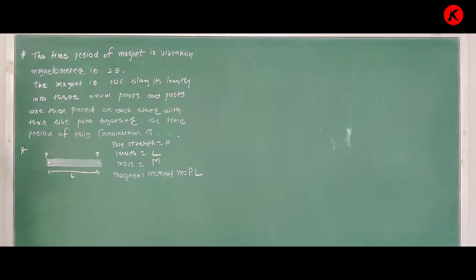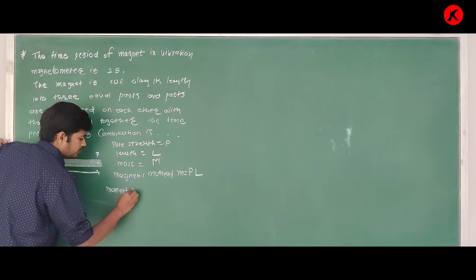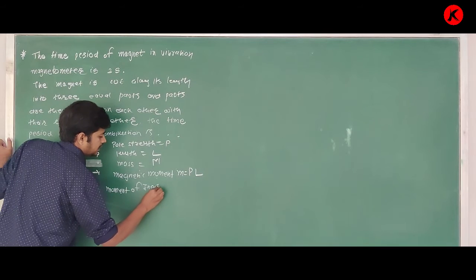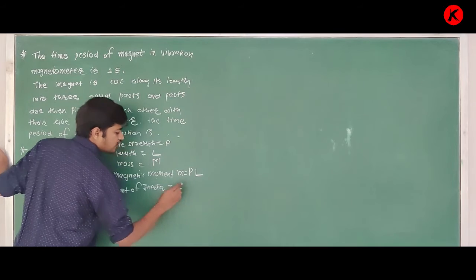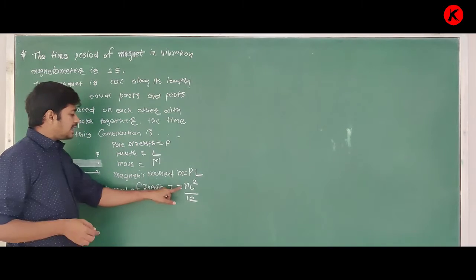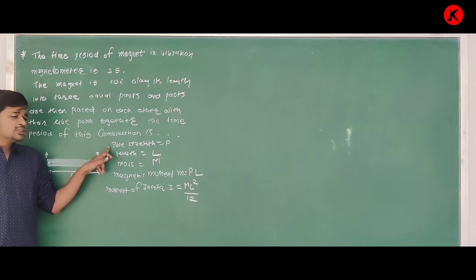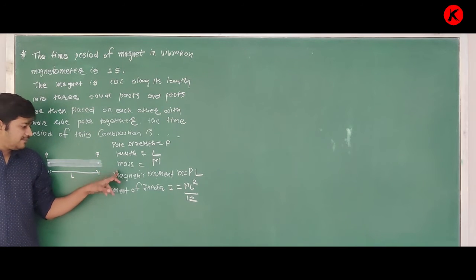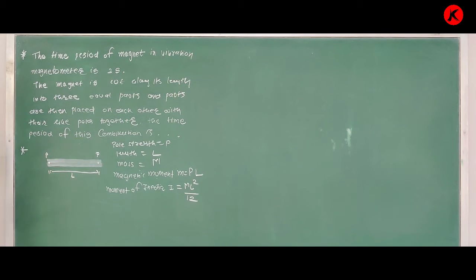What is the equation of magnetic moment? It is P into L. What is its moment of inertia? We can assume for this magnet that its length is greater than its width and breadth. So the moment of inertia I for a thin rod is M L square by 12, where M is mass. First of all you have to remember each and every point: pole strength P, length L, mass M, magnetic moment m is equal to P into L, and moment of inertia is equal to M L square by 12.